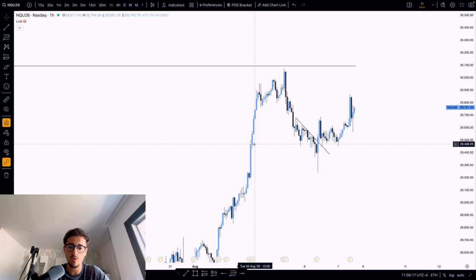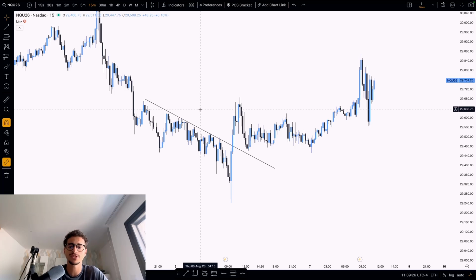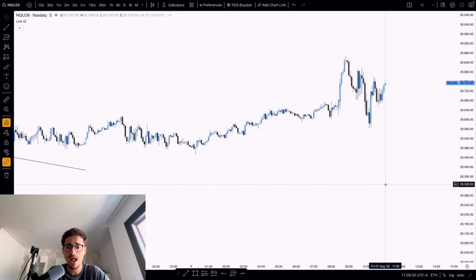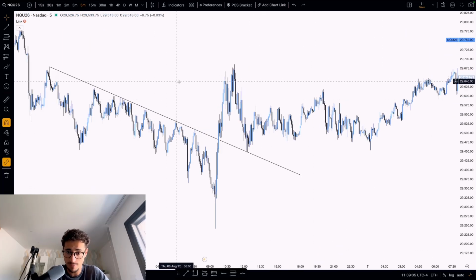Here on the hourly, we see that we have this draw on liquidity, and we are delivering out of one of these rally gaps, the one that looks more obvious, so usually we tend to bounce out of that. And here on the 15-minute, as I said, we have this great trend line liquidity with this high inside of a rally gap. Here, zooming in once again on the 5-minute, it looks really perfect.